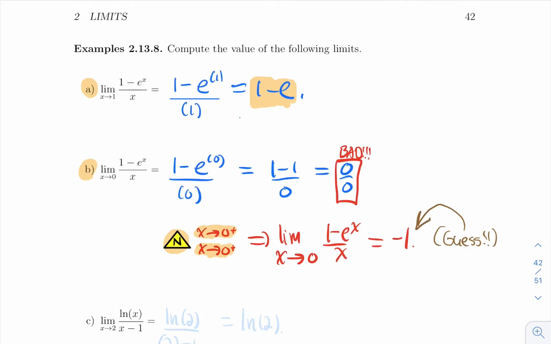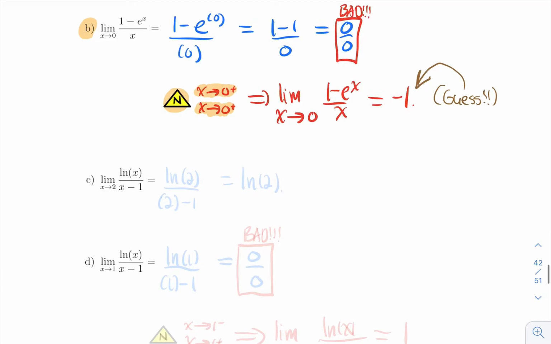Next example, the limit as x goes to 2 of ln of x over x minus 1. So let's try it. So you get ln of 2 over 2 minus 1. 2 minus 1 is just 1, so you just get ln of 2. So you get your answer by simple evaluation. Again here, the evaluation process is very important because either you get your answer or you get the bad form and you know how to react.